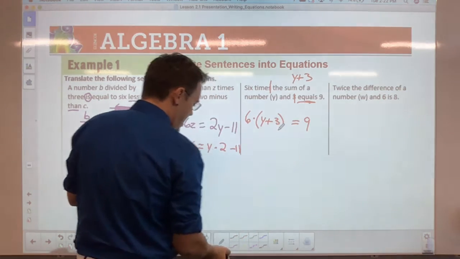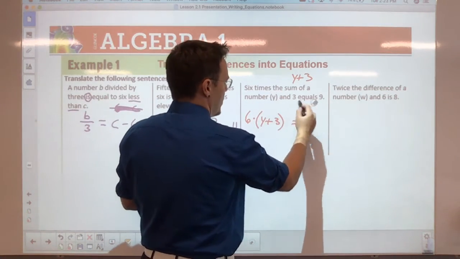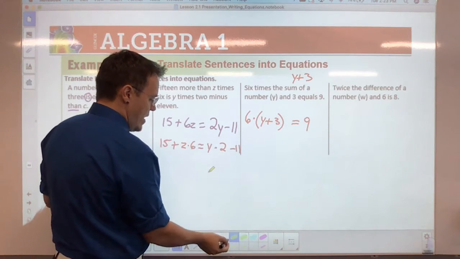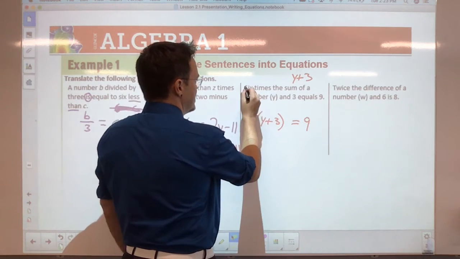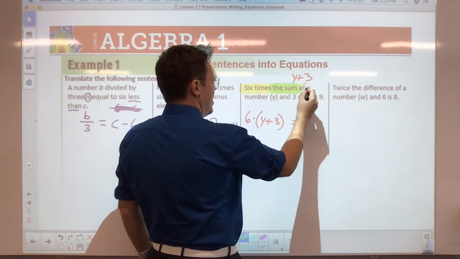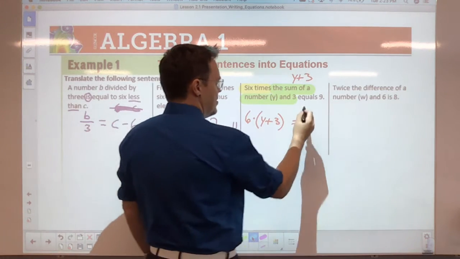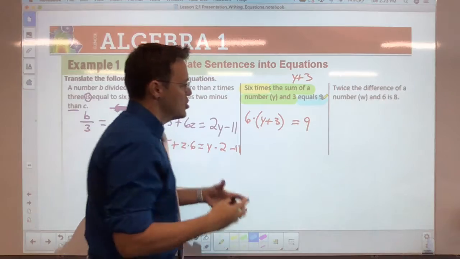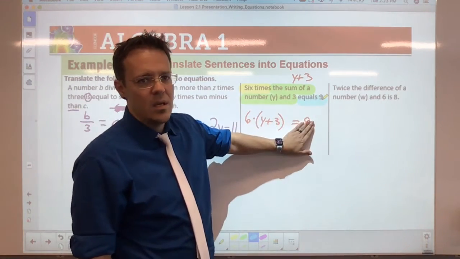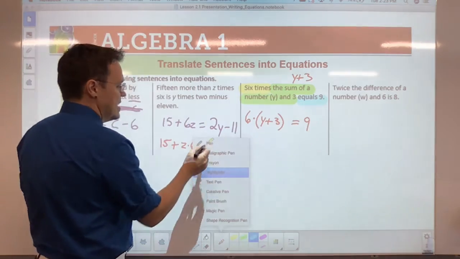So what you guys need to understand with this, and which is why we're doing this, and it's very important, is that we are breaking these down into little sections, okay? So as we go through this part, all right, this is 6 times. That's one section, all right? The sum of a number Y and 3 is another section. And then the final section is equals 9. So there's 3 pieces here, right? 1, 2, 3.